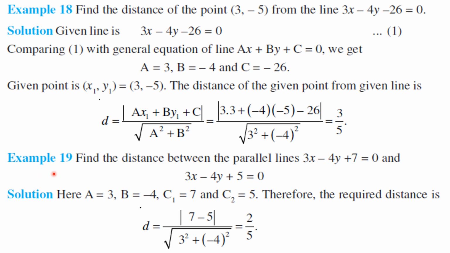This example is based on distance between the parallel lines. Find the distance between the parallel lines 3x - 4y + 7 = 0 and 3x - 4y + 5 = 0. If we observe these two equations, here x term is 3x, here x term is also 3x. Here y term is -4y, here y term is also -4y. But constants are different. Here constant term is 7, here constant term is 5. So we say that these two lines are parallel lines.